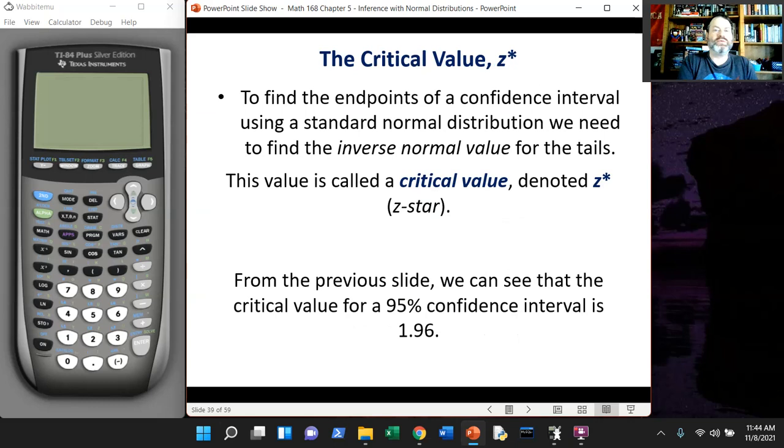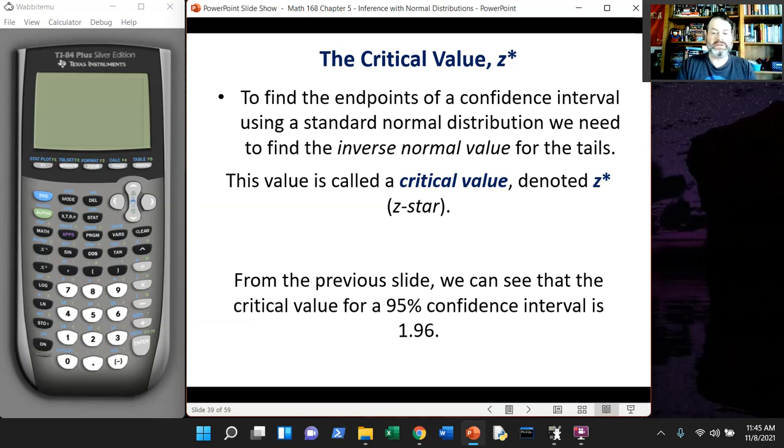And we have to introduce one new concept. This is really the only main vocab term that we use in this section, and it's called a critical value. So we need to find the endpoints of the confidence interval. When we do that, we use what's called the inverse normal value. The inverse normal value is what we call the critical value, and we just call it Z star. On the previous slide, the critical value for a 95% confidence interval is 1.96.